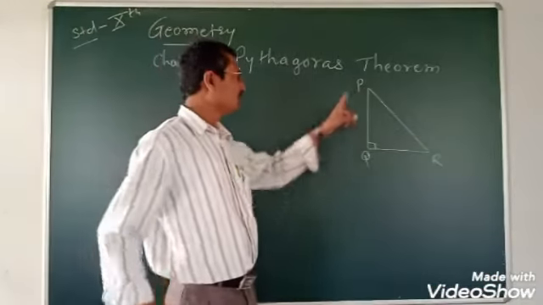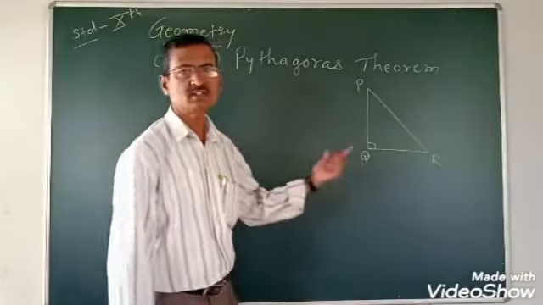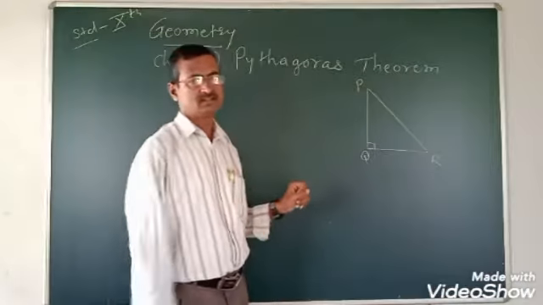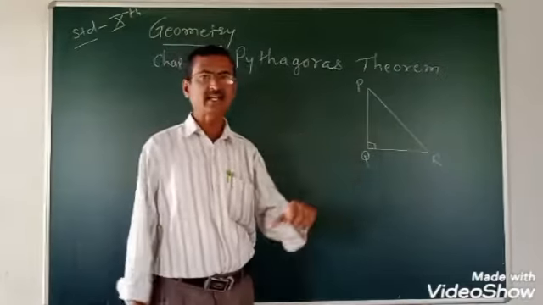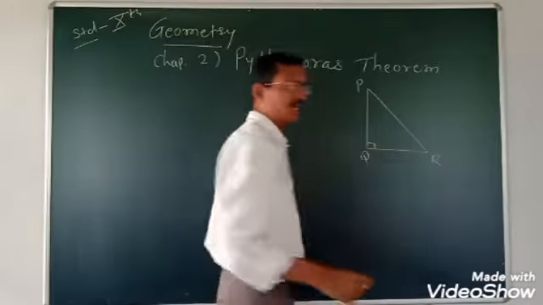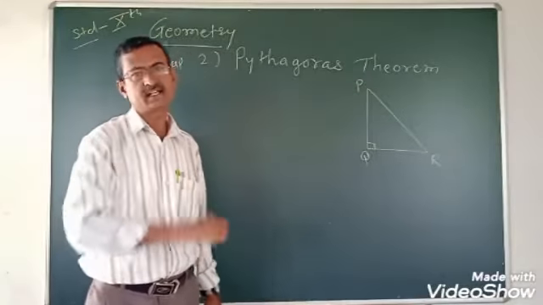In triangle PQR given on the blackboard, angle Q is a right angle. Therefore PQR is a right angle triangle, and in triangle PQR, angle PQR is equal to 90 degree.